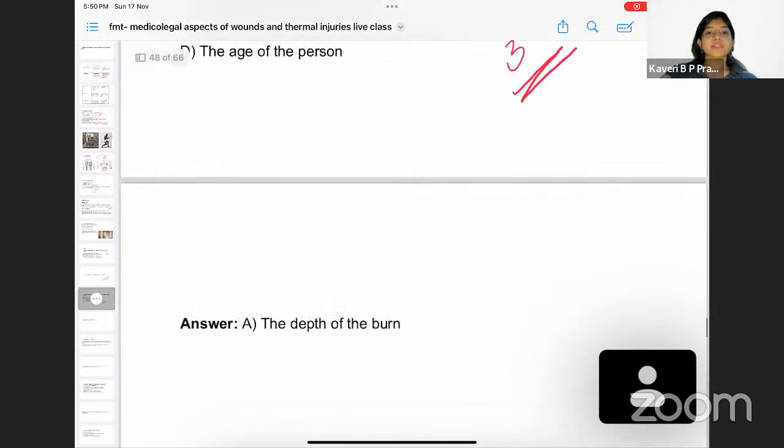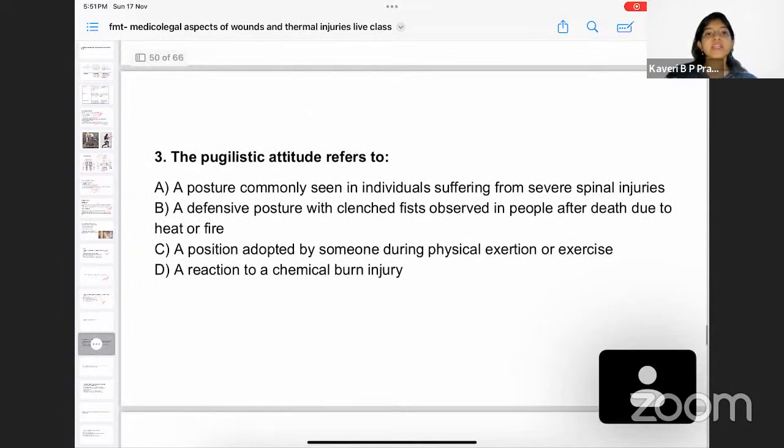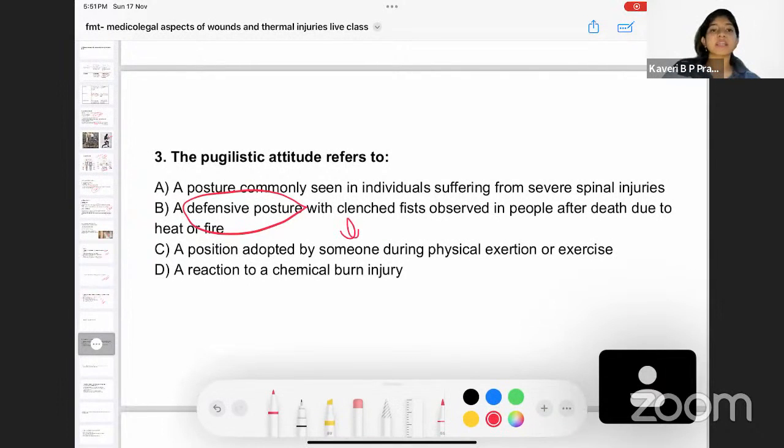Coming to the next question, the pugilistic attitude refers to, option A, a posture common in individuals of final age. No. We saw pugilistic attitude in burning. Option B, a defensive posture of fists observed in people after death due to heat or fire. Yes, could be. Defensive posture suggesting that it looks like a boxer. Therefore, it is also called boxer's attitude.